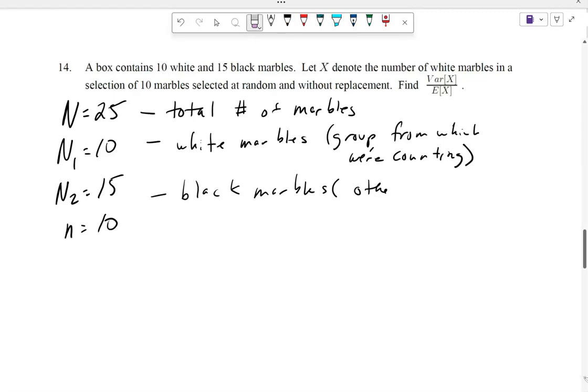The N2 refers to black marbles, but in general, that's the other group, right? Okay. And then the 10 is the number of marbles selected. Just making sure we're all on the same page with what the different numbers are representing, especially since the two examples we've done so far have had repeated numbers, right? The first 10 has nothing to do with the second 10. Okay. All right.